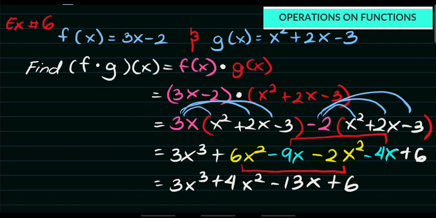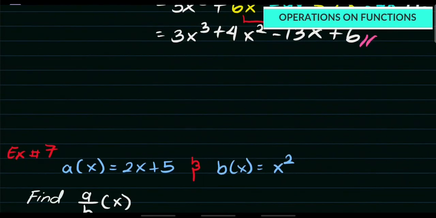So, the final answer again of f times g of x, that is equals to 3x cubed plus 4x squared minus 13x plus 6. So, yun yung pinaka-final answer natin. Again, for multiplication naman, para sa mga functions, individually, i-multiply natin yung bawat terms na meron sa loob ng mga functions na meron tayo. Now, let's proceed to division.